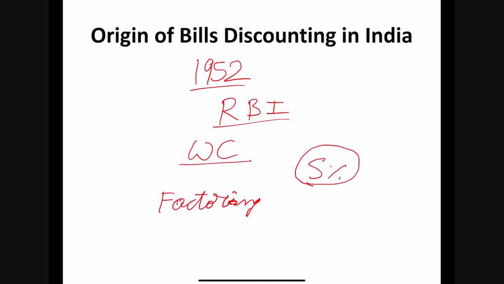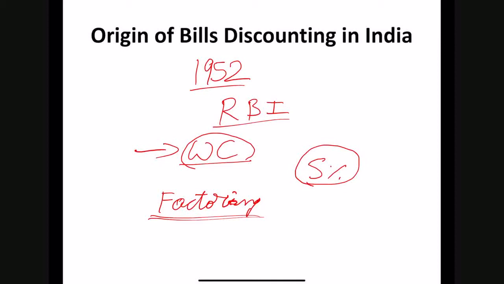Here comes factoring. Since RBI started bills discounting in the year 1952 to finance the working capital requirement of companies, and bills discounting was not very favorable, it was felt that one more financing vehicle for working capital should be promoted, so factoring has been promoted, and we will discuss factoring later.